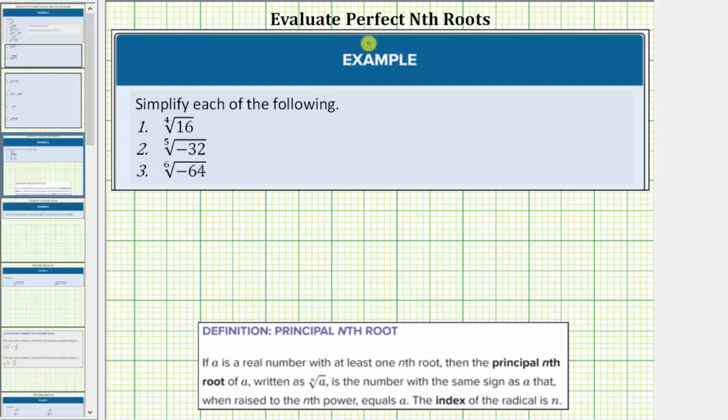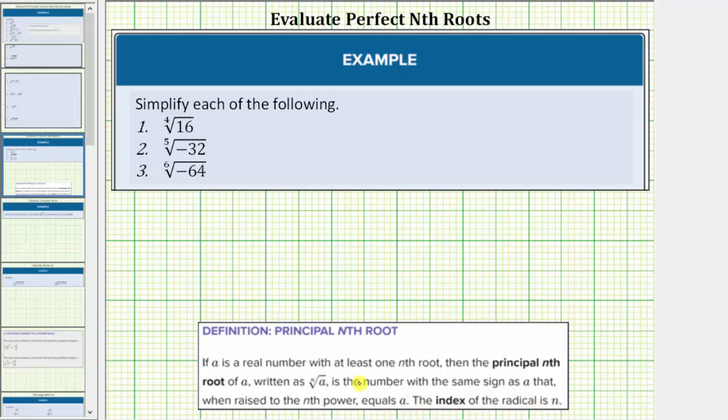We want to evaluate or simplify each radical. Let's begin by looking at the definition of the principal nth root. If a is a real number with at least one nth root, then the principal nth root of a, written using this notation here, where we say the nth root of a, is the number with the same sign as a that when raised to the nth power equals a.